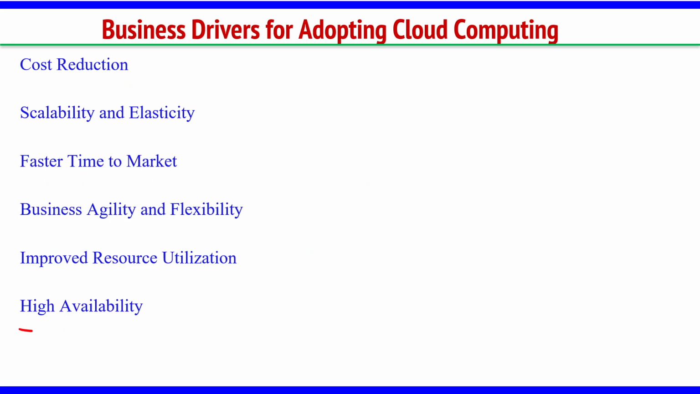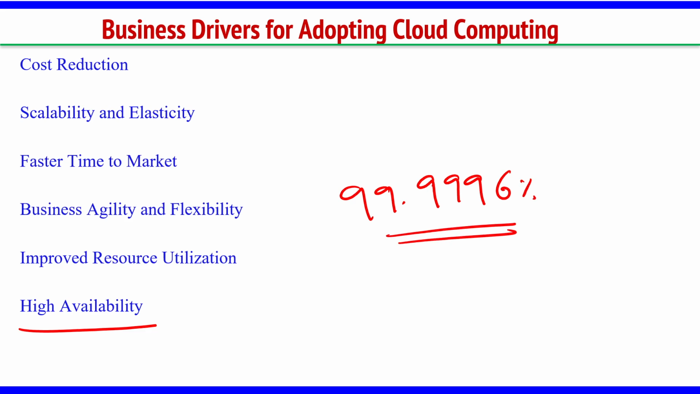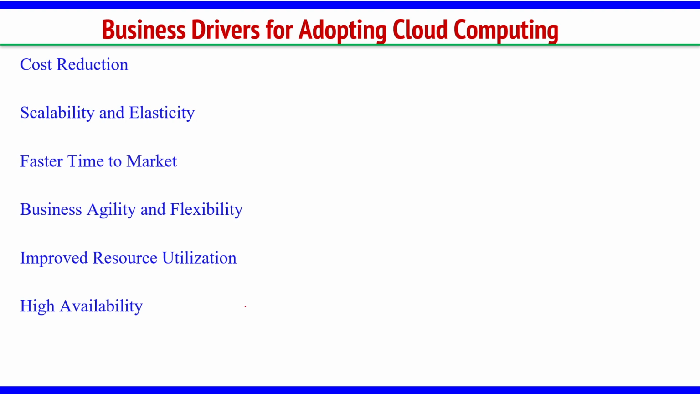And the final one is high availability, right? The cloud services are fully available. We know that 99.9996 is the availability of cloud, right? So clouds are highly available, so we can blindly depend on them, right? So these are a few important motivation factors or business drivers for adopting cloud computing. So this is about the cloud computing characteristics and business drivers for adopting cloud computing.